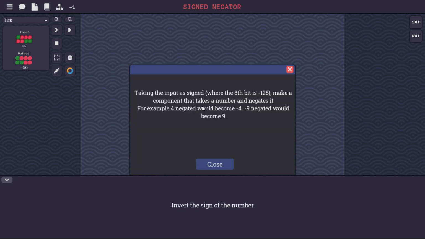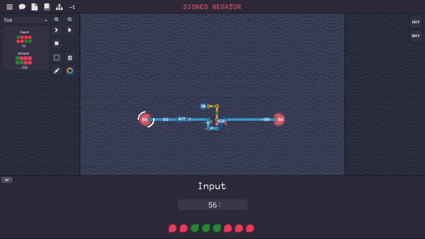And the level says that if we use a 4, we get a negative 4. Use a negative 9, we get a 9. So let's use a 4. We get a negative 4. Let's use a negative 9. Let me see if we can get a 9. We should get a 9. Negative 9 is made to be an 8, then added 1 becomes a 9, which is okay, and it applies to everything. That's how we have signed negators.